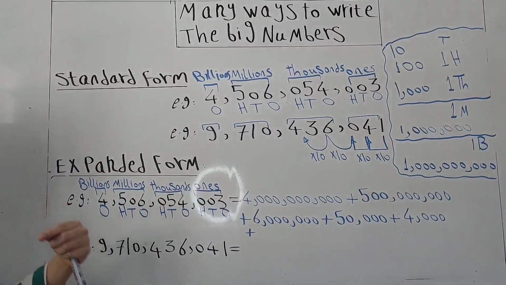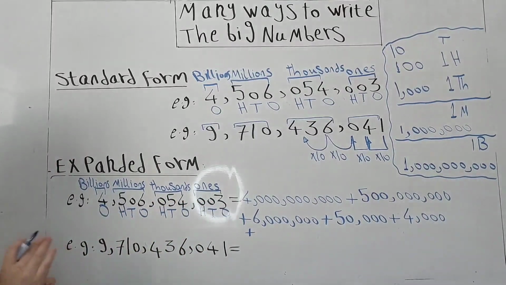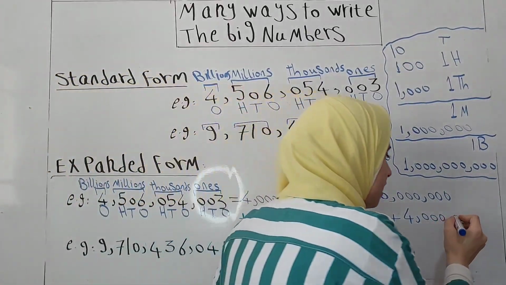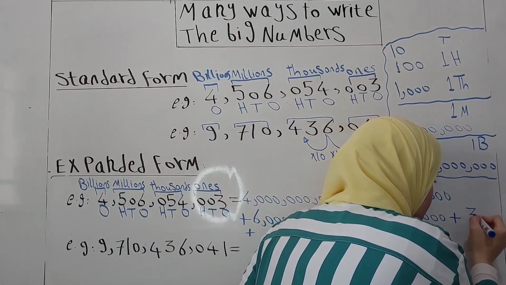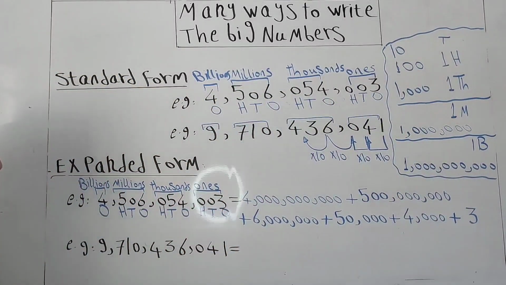Now the next digit is 3. 3 is in the ones place. If the digit is in the ones place, we don't write anything extra. We write 3 as it is and don't write any zeros.